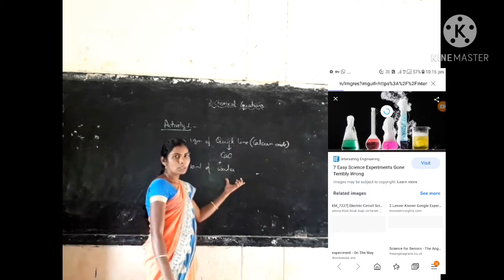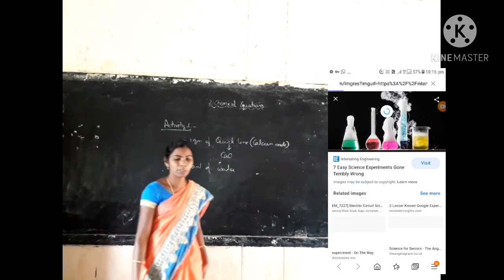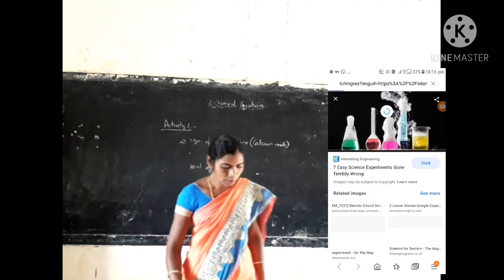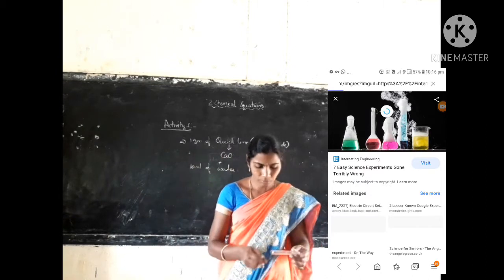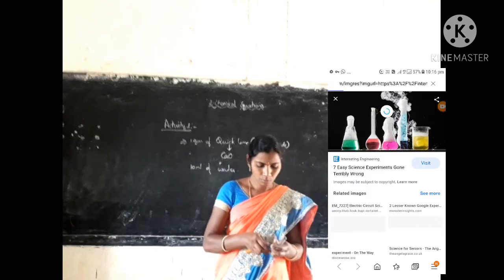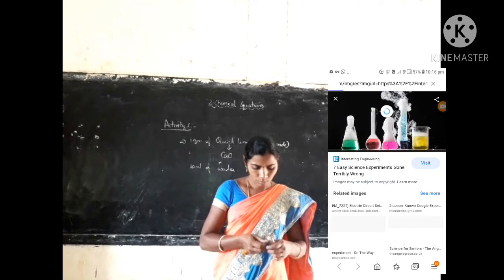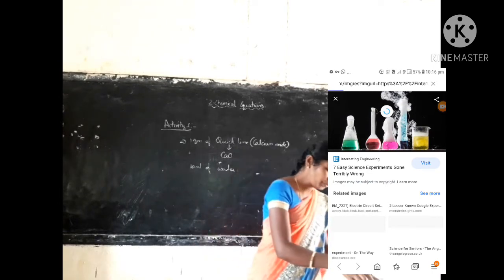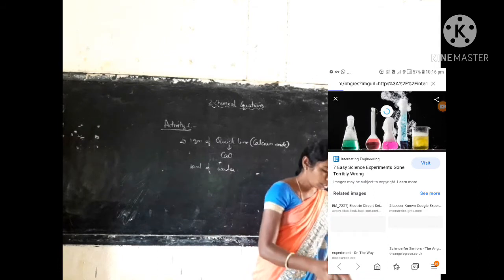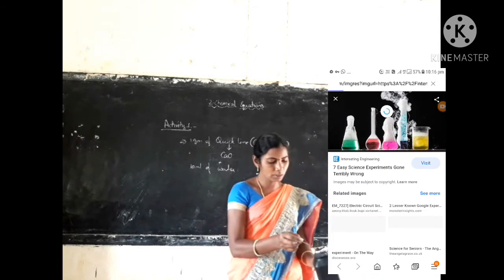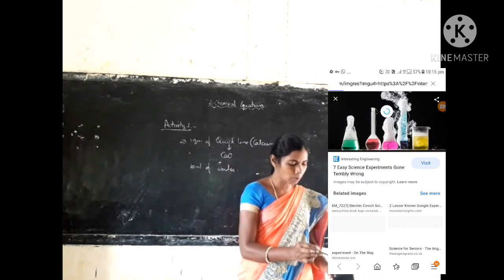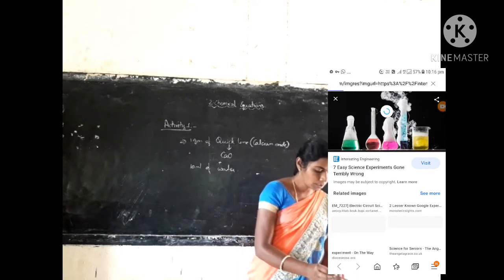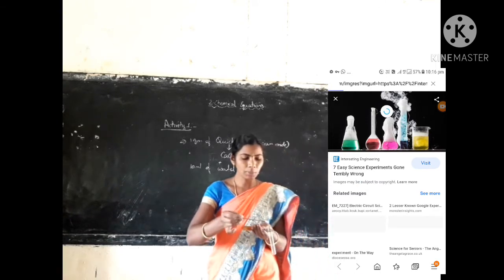So after mixing, what is the product? Let us observe by doing this activity. See here, I am taking a test tube. Here in this test tube is calcium oxide. I am taking a little quantity of quicklime in the test tube.